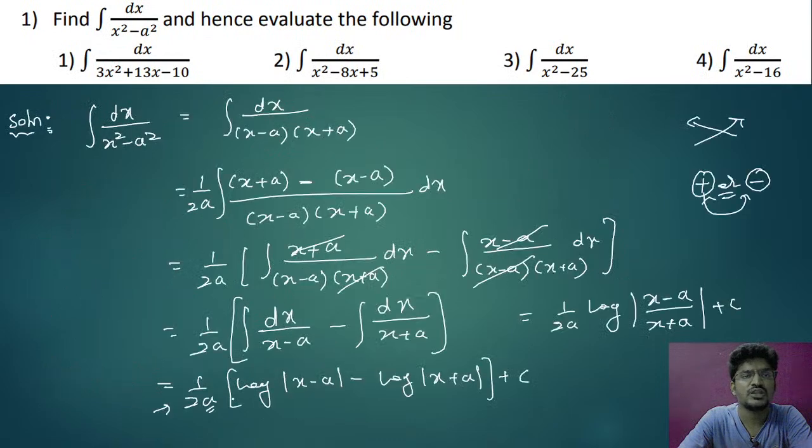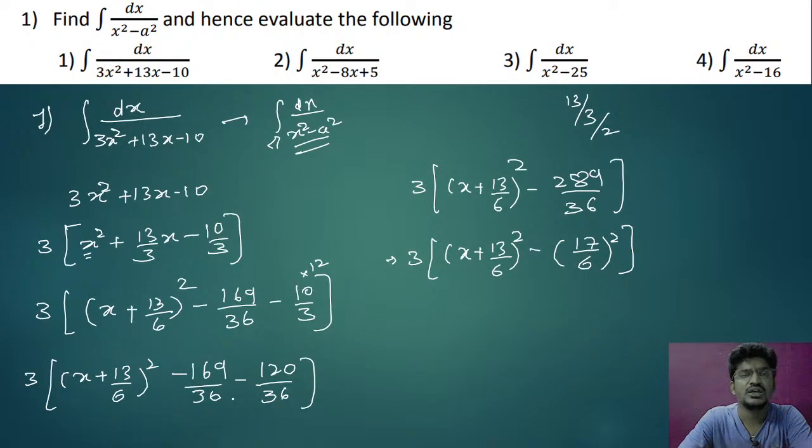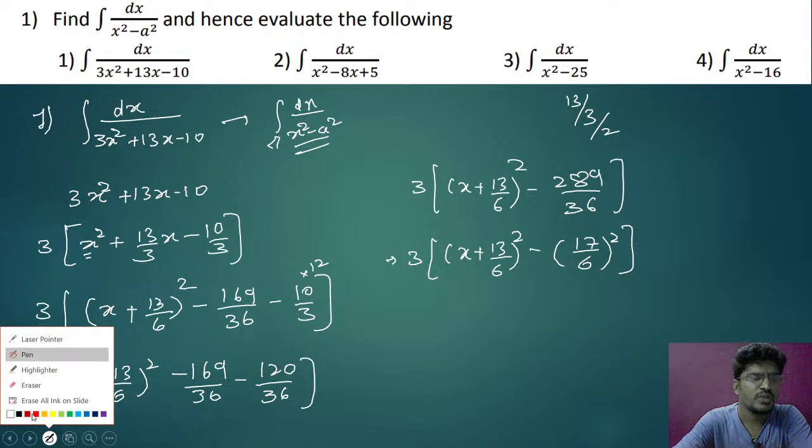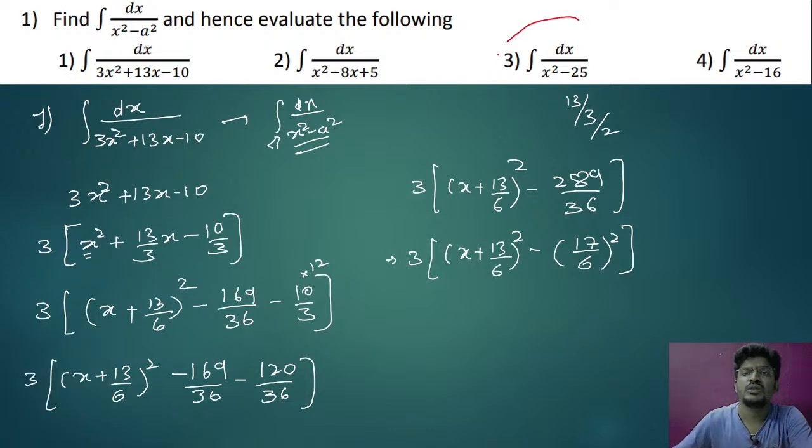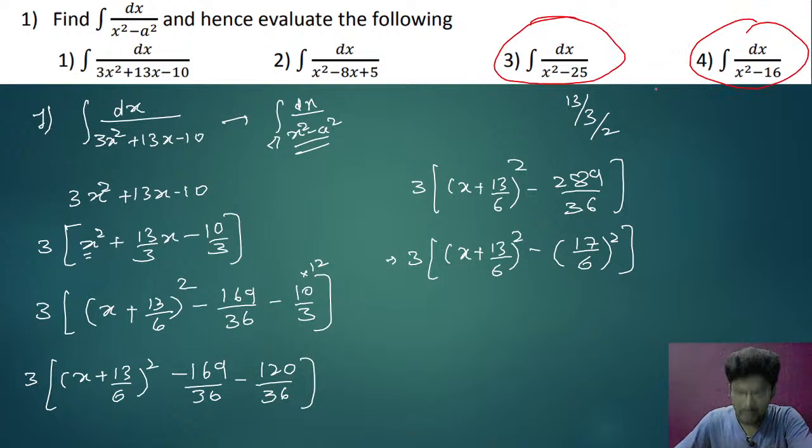That is dx divided by x square minus 8x plus 5. So I will solve it. And you see here one very important thing, problem number 3 and 4. Problem number 3 and 4 you can solve directly by using the formula. So I will not solve these two because you can directly solve here. A value is what? 5. Here A value is what? 4. Directly you can write it.